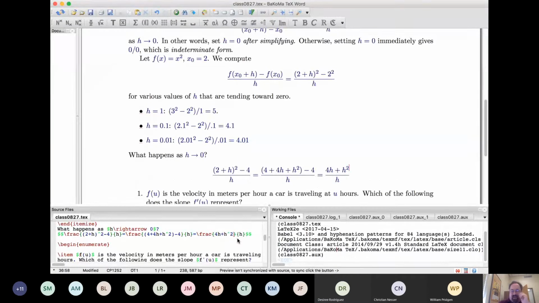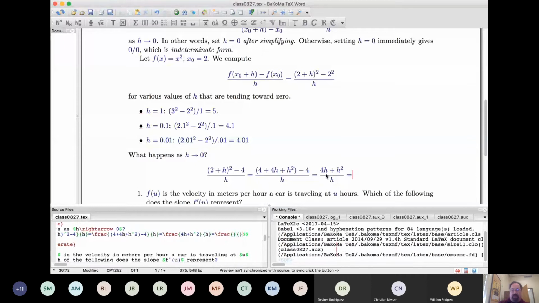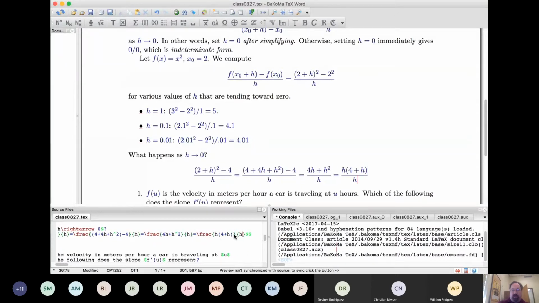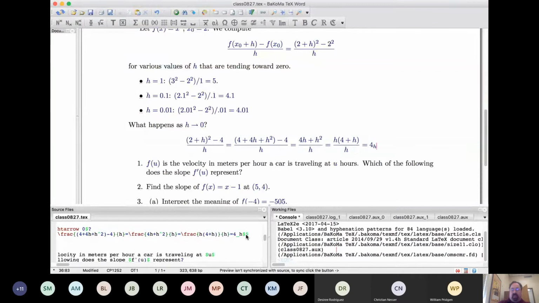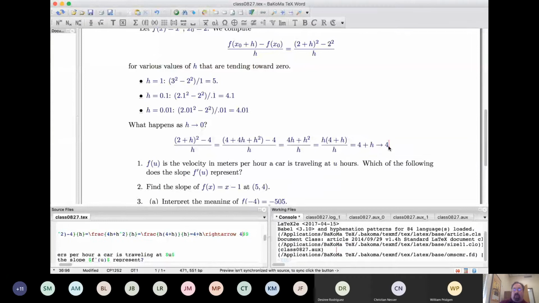Now up top, every term has an h in it. And now you can see we have another cancellation, this time a multiplicative one. The h's will cancel. So we get 4 plus h. Now you can set h equal to 0 without having any division by zero concern or any indeterminate form. So that's why 4 is the instantaneous rate of change.